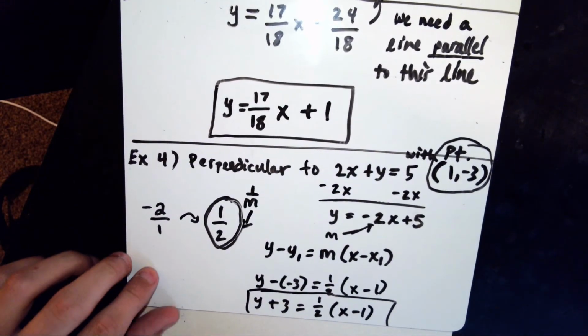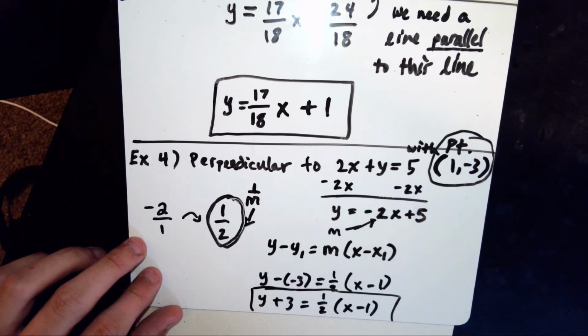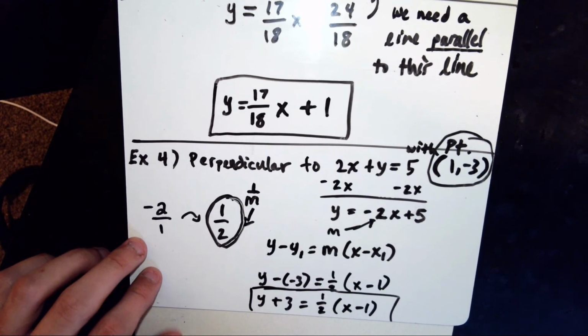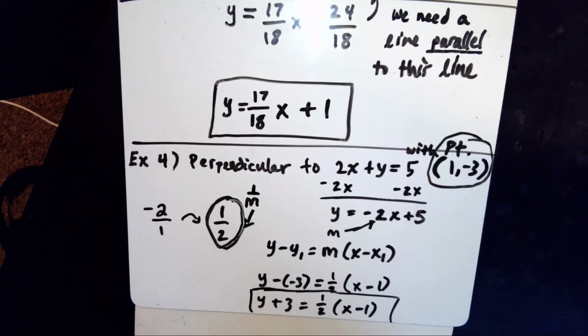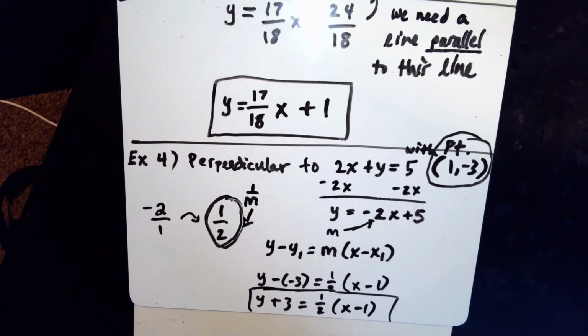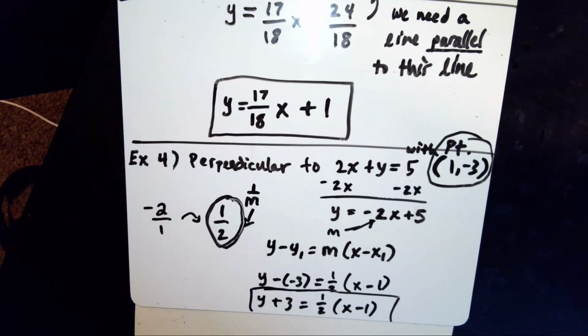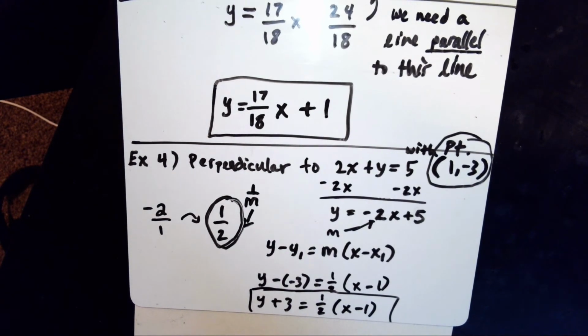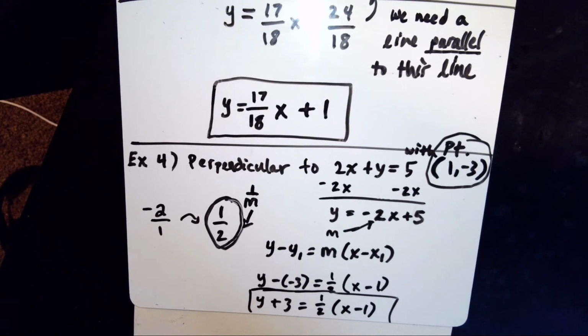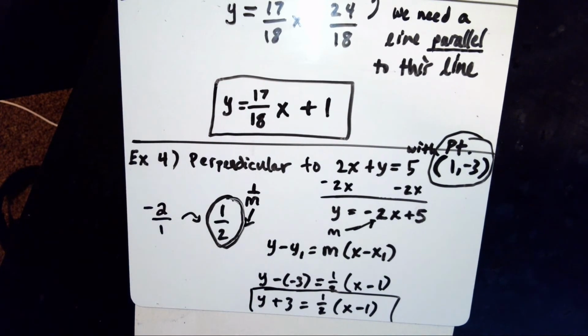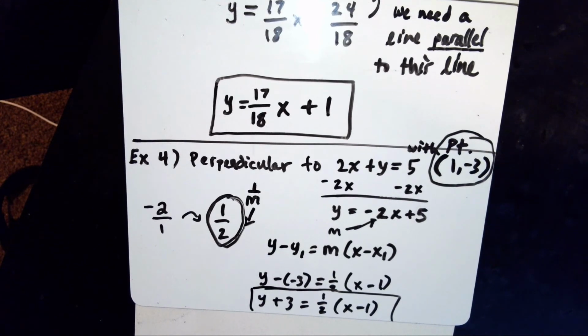So I think that's it for this video. We covered a good amount of ground. We covered how to find the equation of a line that's parallel to another line through a given point, and we also talked about how to find the equation of a line that's perpendicular to a given line and going through a given point.